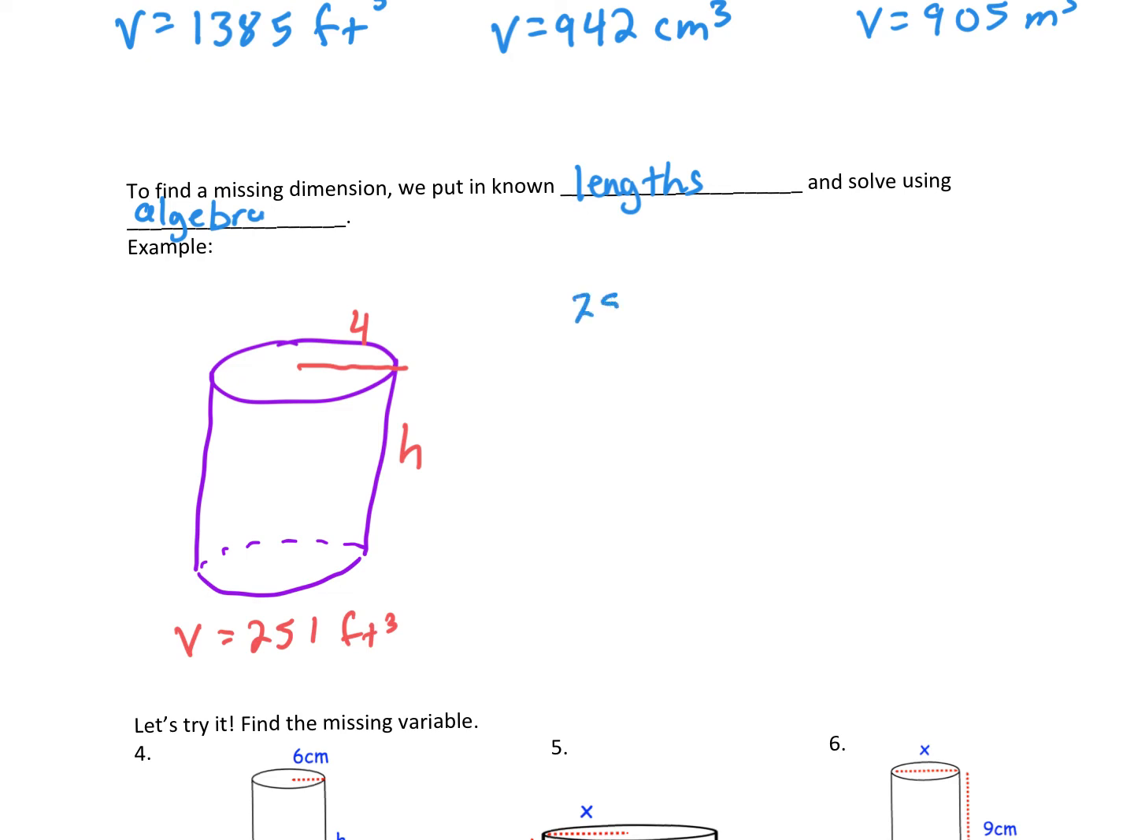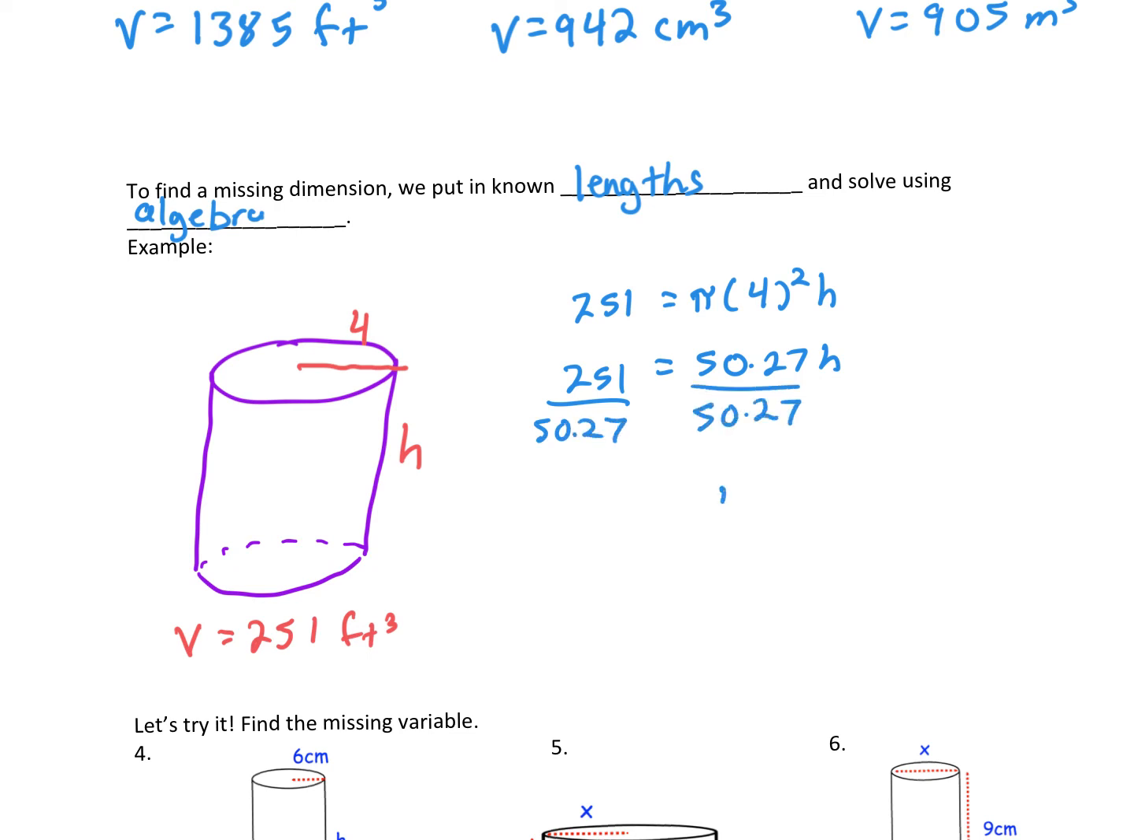So 251 is our volume, which must equal pi times the radius squared, which is 4 squared, times our height. Multiplying all the way through is 50.27 times h. H equals 251 divided by 50.27. Divide both sides by 50.27. Our height is about 5 feet.